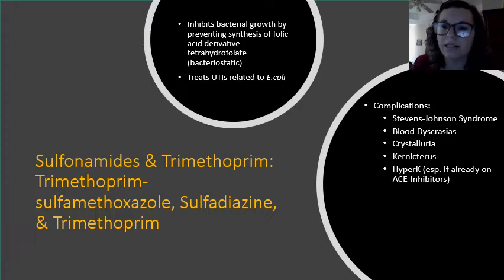So next is crystalluria. So these are little crystalline particles in the urine. These can aggregate in the kidneys, the ureters, and the bladder, and that irritation can often also obstruct flow of urine. So that can also lead to an acute kidney injury.